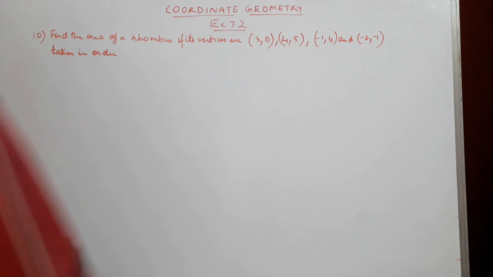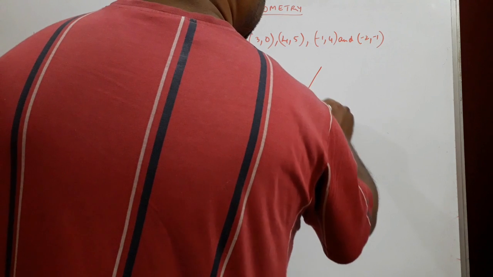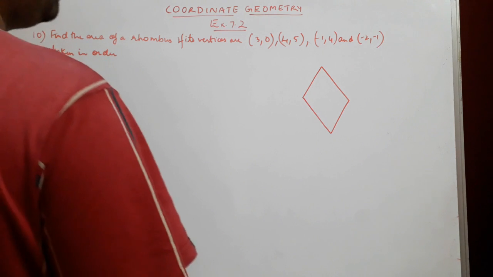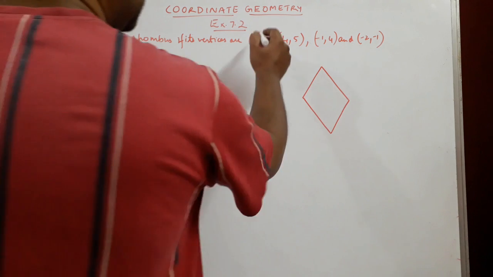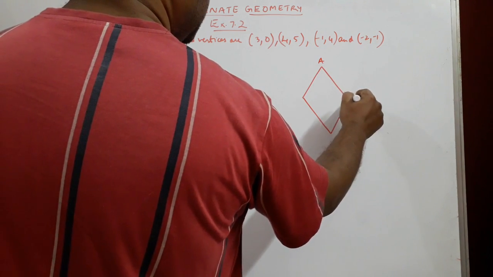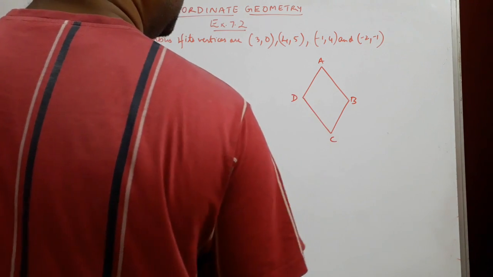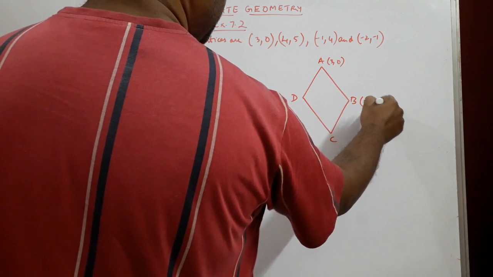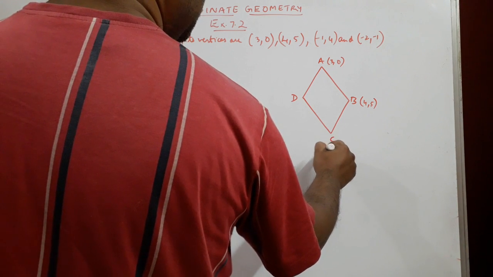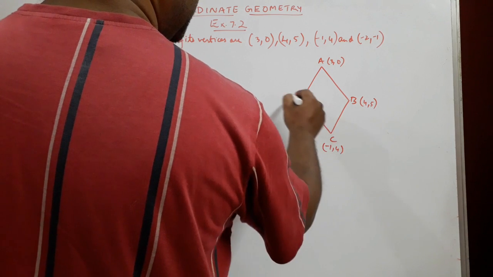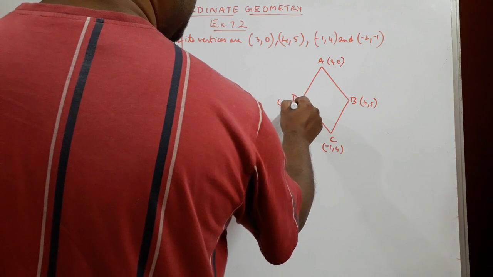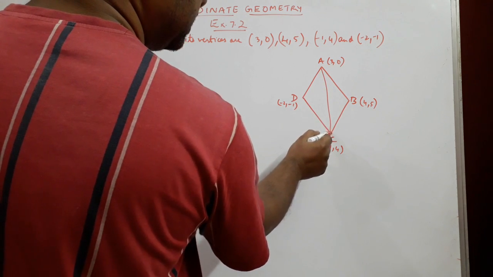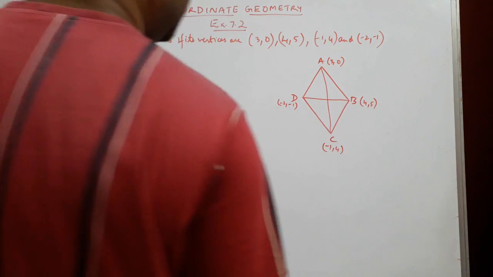Which means we'll have to find the length of its diagonal. So how does a rhombus look like? This is how a rhombus would look, and we are given 4 coordinates. Let us name this as A, B, C and D, and A will be (3, 0), B will be (4, 5), then C will be (-1, 4) and D will be (-2, -1). We need to find out this length AC and DB.